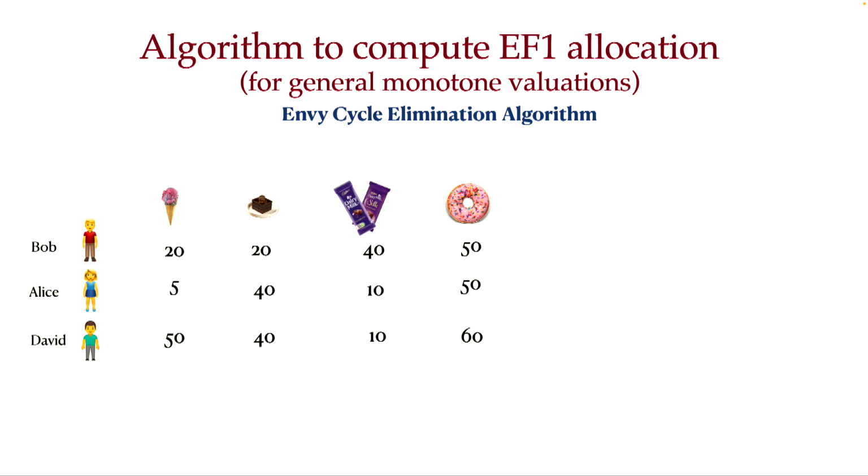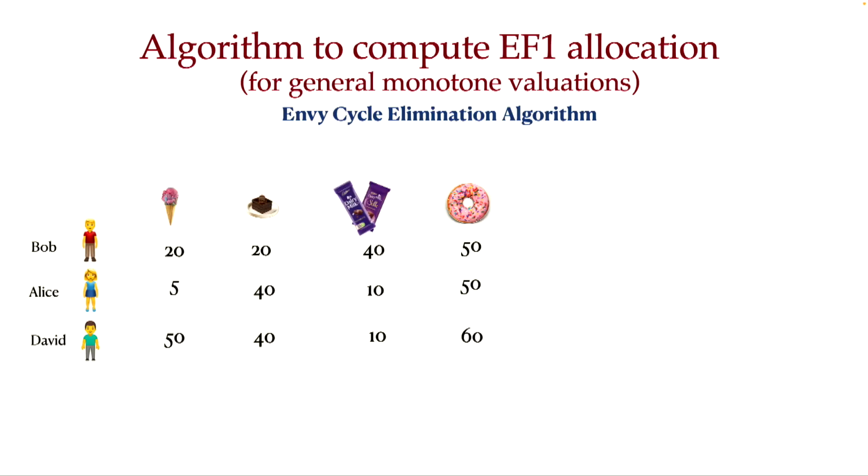Repeat this process as long as there are unallocated resources, allocating any of them to a source. Let's run this on an example. Initially nobody has anything, so the allocation is empty.